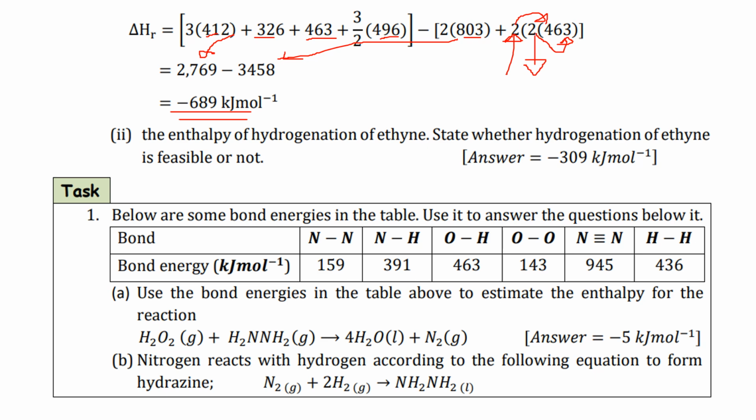Okay, the Roman number 2, they wanted you to comment about this answer. So the comment is, you say that hydrogenation of ethane is going to be feasible. Reason being, the enthalpy of reaction that you have got is negative, or it is exothermic. Now you're given here a task, don't mind about this. Okay, maybe there was a typing error.